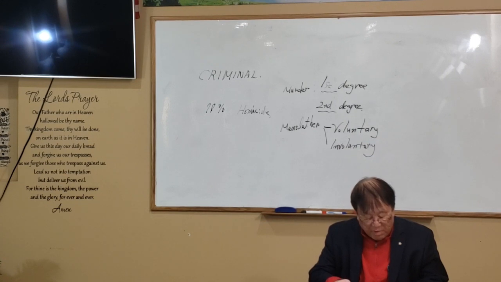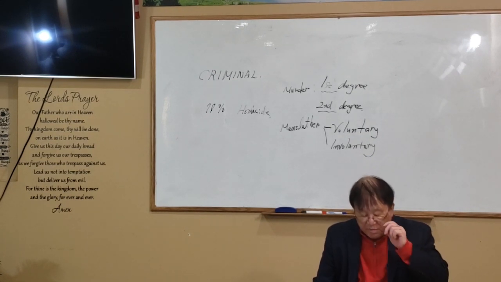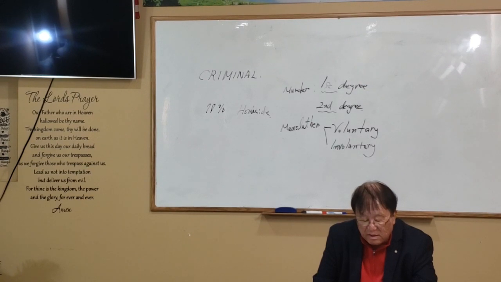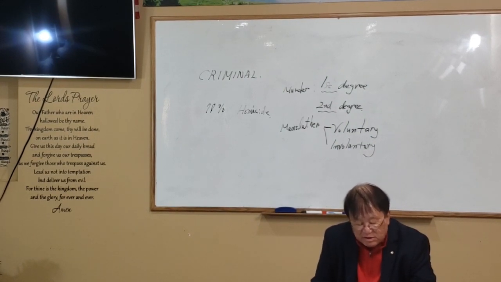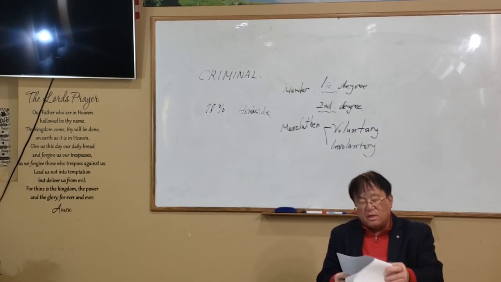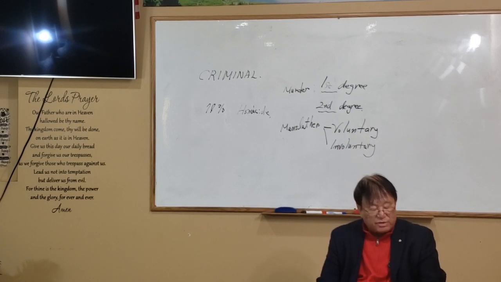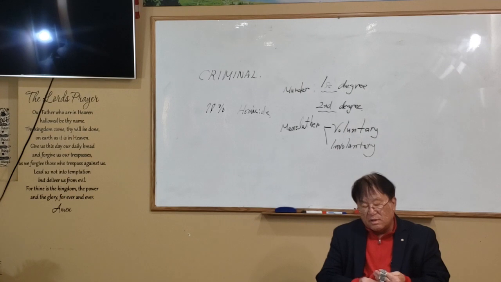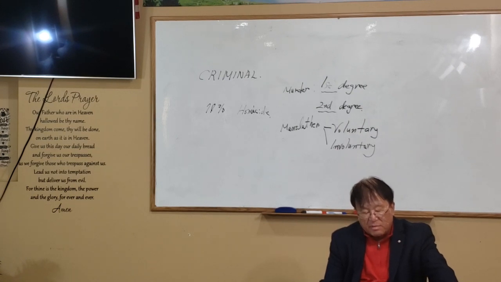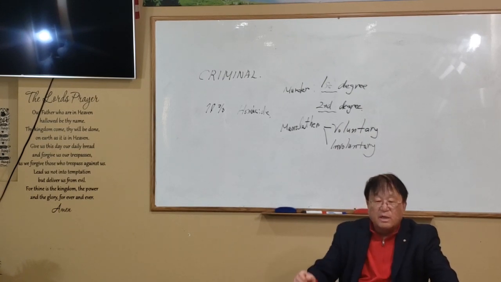D. Voluntary manslaughter. Next page. Voluntary manslaughter is defined as a killing that would otherwise be murder, but that was committed in response to adequate provocation. That is voluntary manslaughter. For example, finding a spouse with a lover, the killing done in the heat of passion is the voluntary manslaughter.